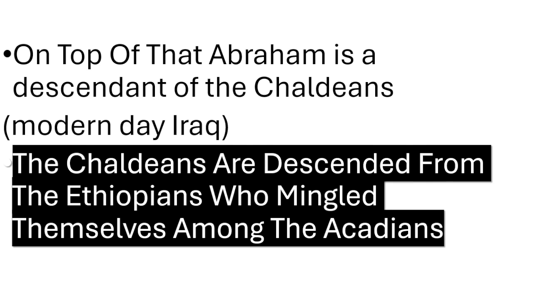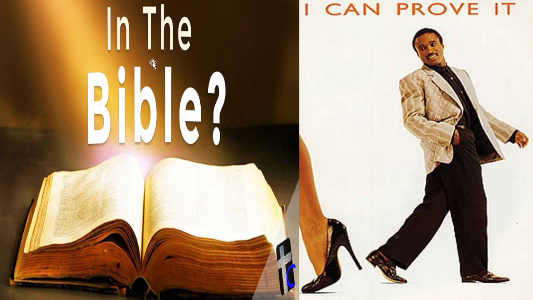And on top of that, Abraham, let me see if I'm still recording. One second. Bet. And on top of that, Abraham is a descendant of the Chaldeans, which is modern day Iraq. The Chaldeans, for those of you that don't know, are descended from the Ethiopians who mingled themselves among the Akkadians. And I'm going to prove that in the Bible. So this is something that's very important, right? I can prove that in the Bible.